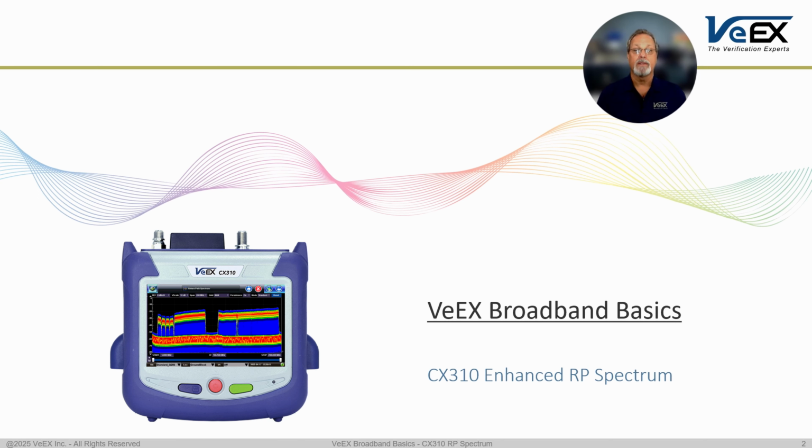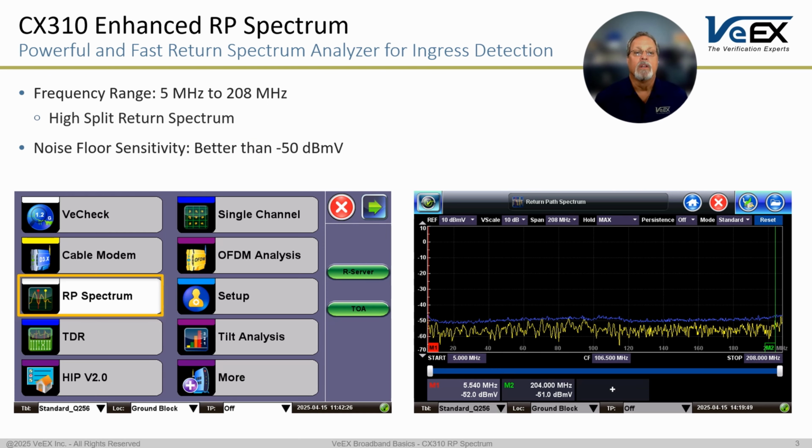This video is about the CX310 and an exciting new feature called RP Spectrum, RP for Return Path. This new feature is a powerful analyzer with advanced spectrum capabilities to detect return path impairments. The new RP Spectrum feature replaces the ingress mode in the CX310.